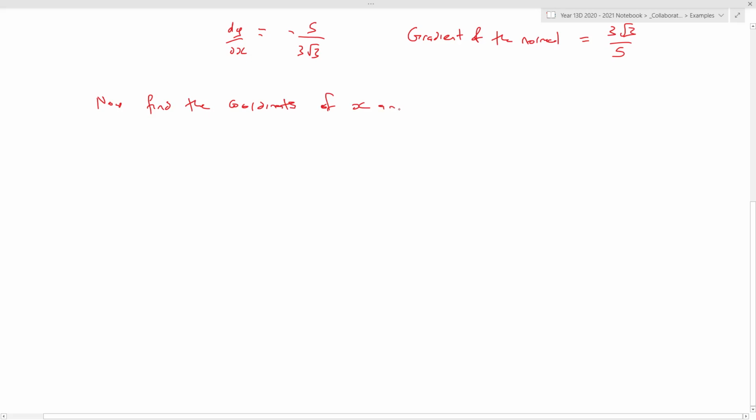Of x and y, where theta equals pi by 6. Now we've got y is equal to 5 cos theta, and x is equal to, what was it, 3 sine theta.